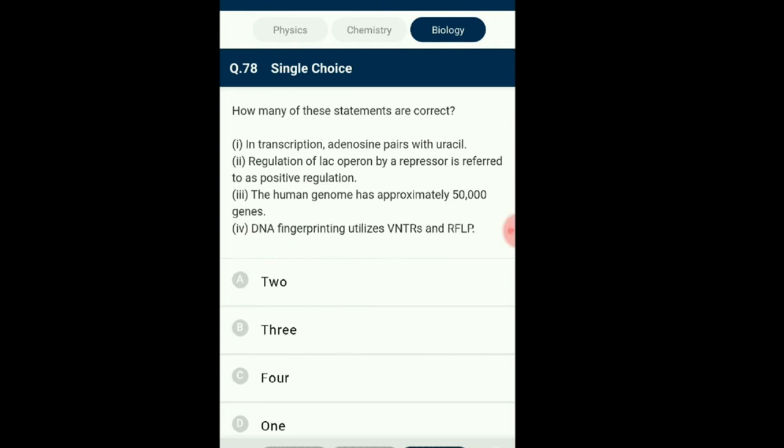DNA fingerprinting is the analysis of the mini satellites in the genome, which are unique for the various organisms. It utilizes VNTRs and RFLP for the analysis. Regulation of lac operon is a negative feedback regulation dependent on the presence or absence of lactose. So the answer is option A. From the given 4 statements, 2 statements are correct.